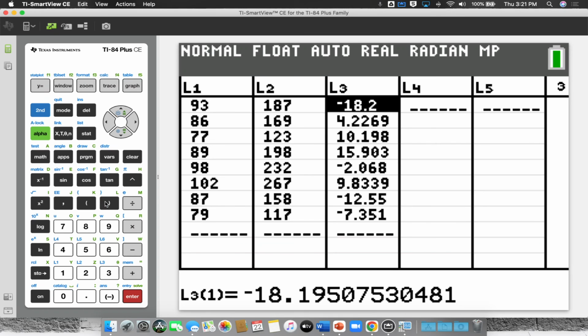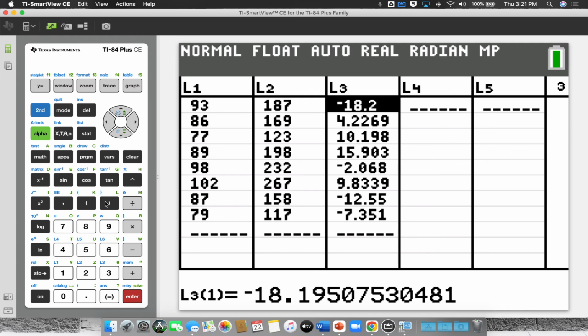We haven't talked about this. If I were to add up all of the numbers in L3, what do you think I'd get? You get 0. Yeah. If you were to add up all the numbers in L3, negative 18.2, 4.2269, 10.198, all the way down, you would get 0.